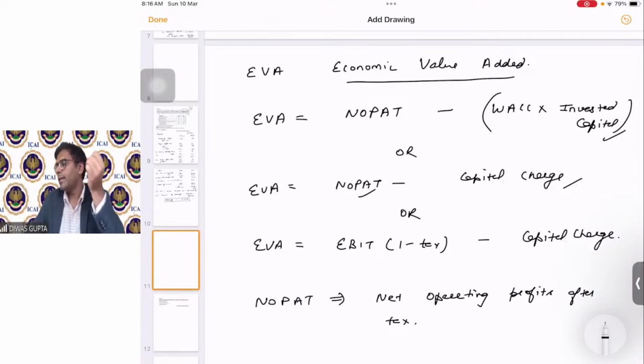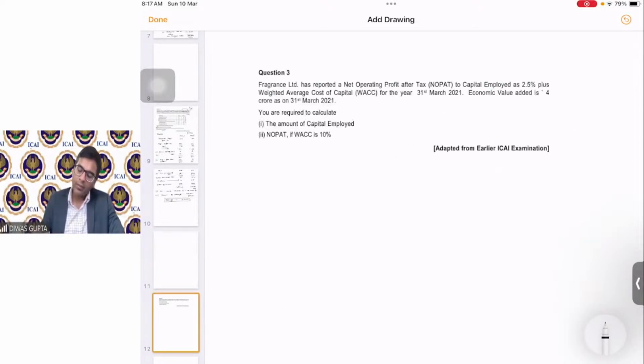Yes, Jyoti, you're right. Capital charge is the amount which is not given, but expected by the shareholder and debt holder. Whatever they expect, that is the capital charge, students. Clear? This is a very, very important topic. EVA in practical life is also used to a greater extent. Now, EVA is clear here.